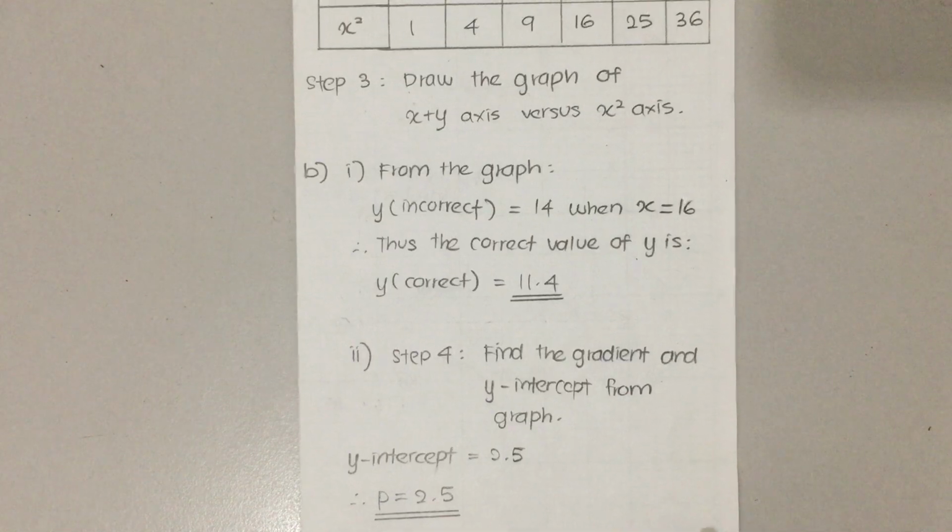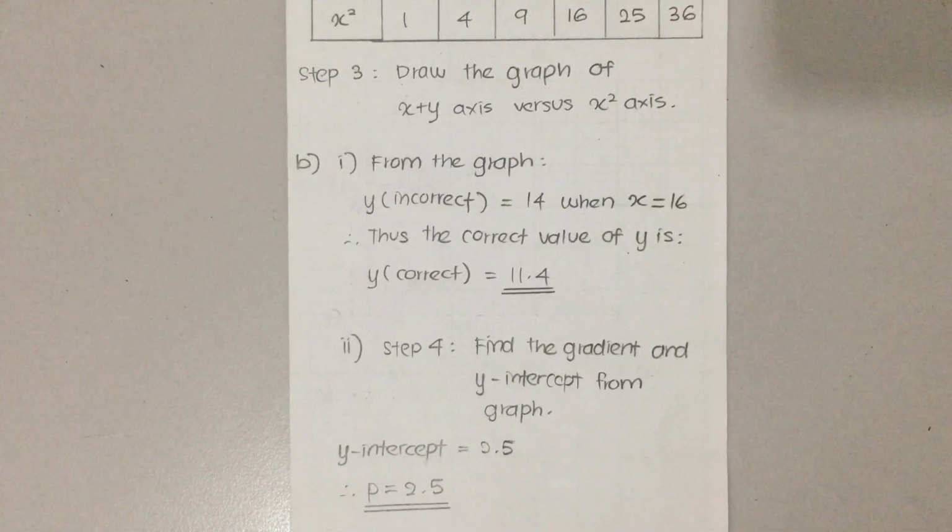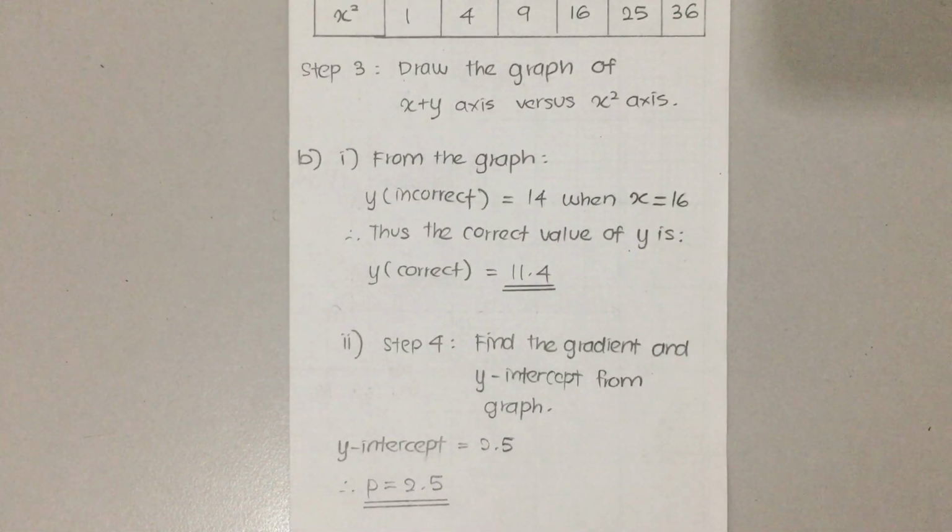Alright, guys, so let's move on to the last question, where the question asks to find the value of h and p. To find the value of h and p, we need to proceed with step 4, which is to find the gradient and y-intercept from the graph. In the straight line equation form, as we solved earlier in the question, p gives the y-intercept value. So how are we going to find the y-intercept value?